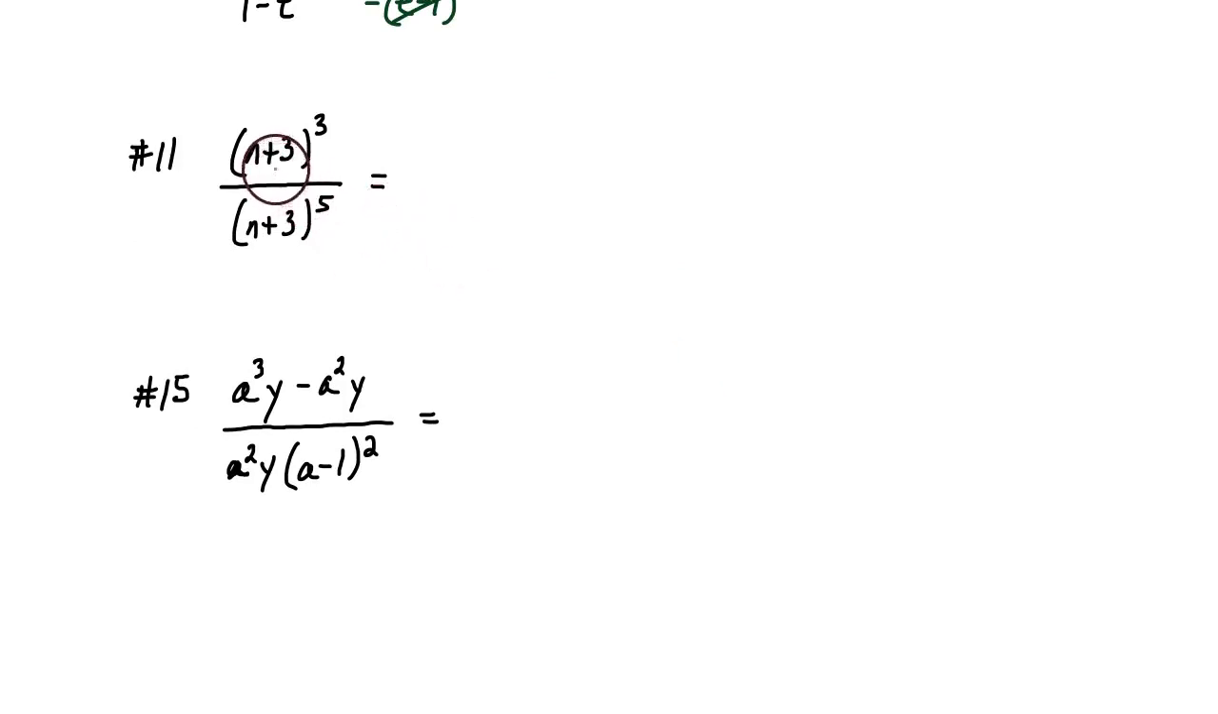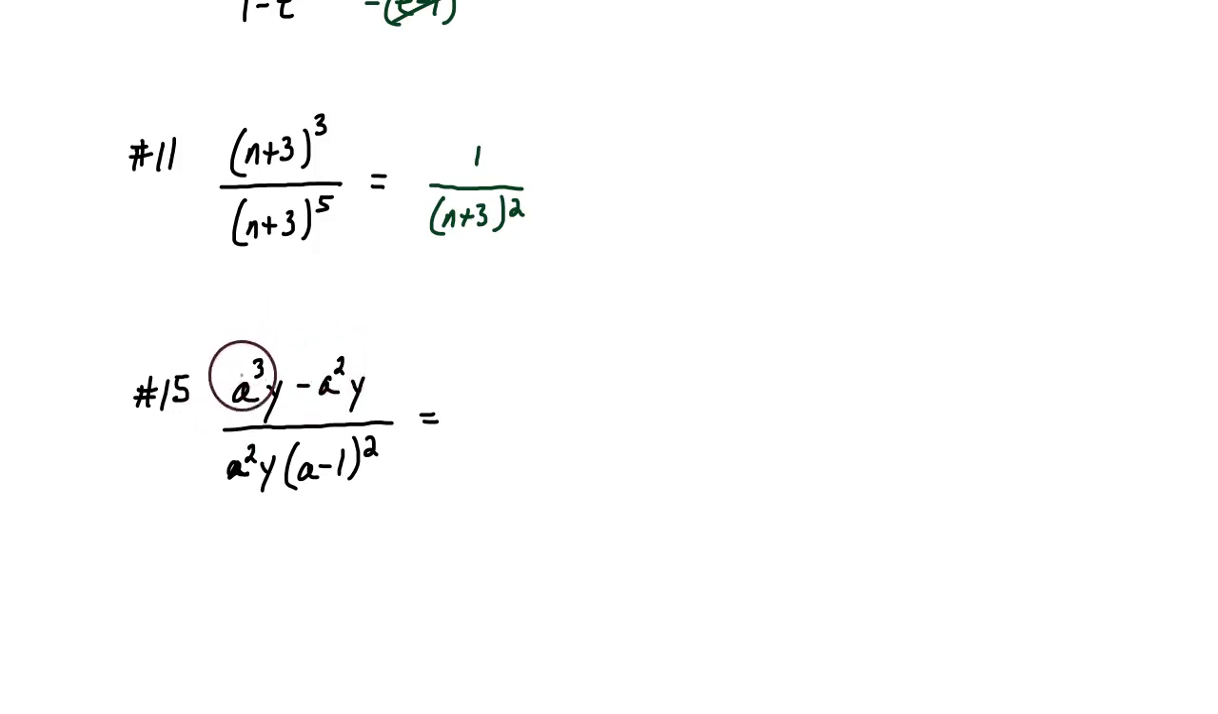Number 11, we have common factors. Let's use the rule about subtracting exponents. When you subtract exponents, where will there be some left over? In the top or in the bottom? They're going to be left over in the bottom. 5 subtract 3 is an exponent of 2.